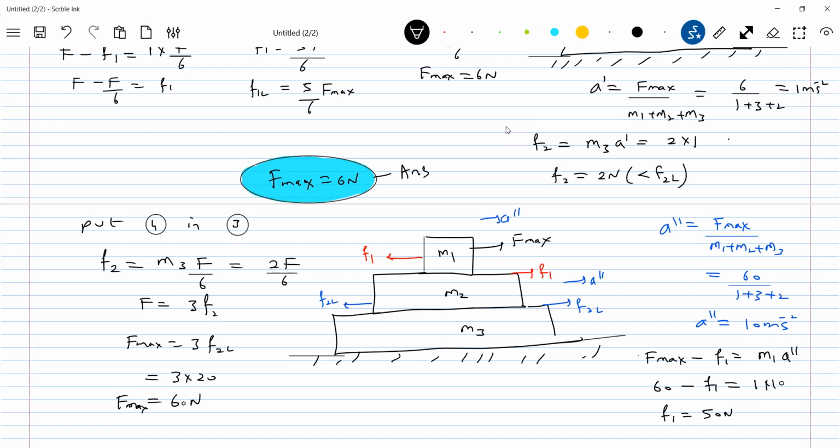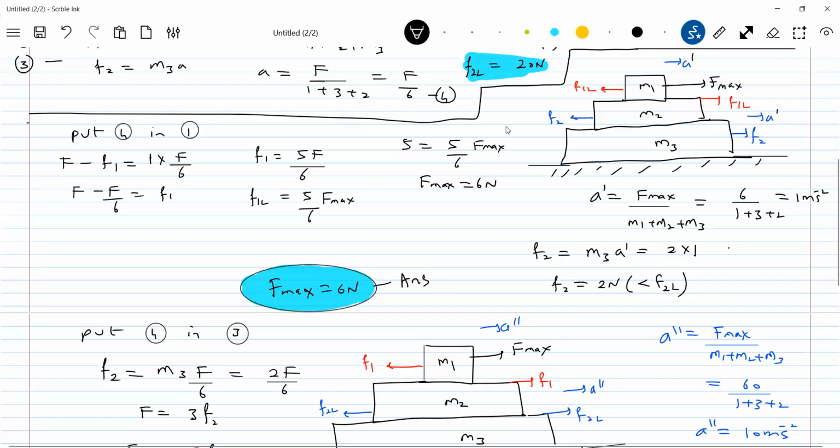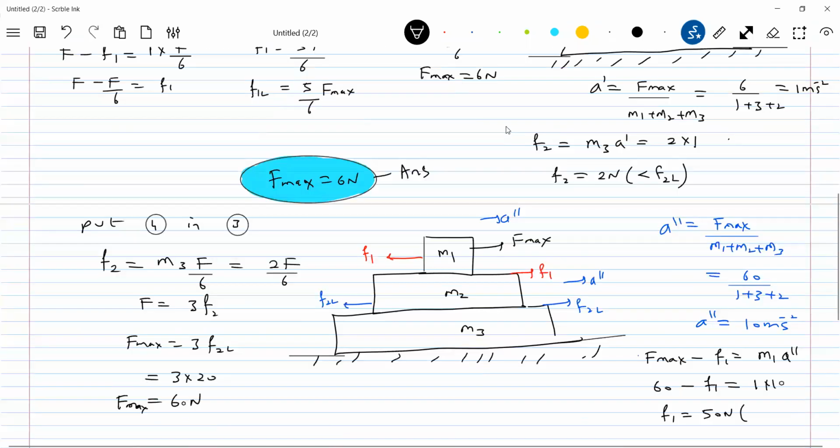But what is the maximum permitted value of F1L? 5 Newton, no? Is friction possible? Can it be greater than limiting friction? Not possible, no? So therefore, not possible. What went wrong? When we applied maximum force, there was slipping between M2, M3. That assumption was wrong, no? What was the assumption?